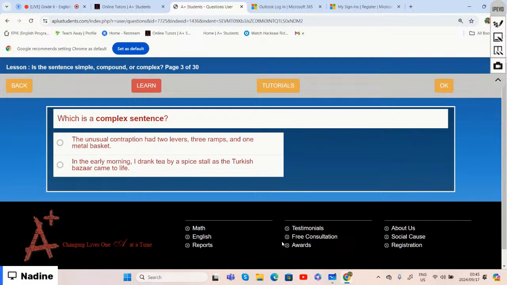We need to select a complex sentence. And remember, a complex sentence has both an independent clause and a dependent clause, right? And a dependent clause starts with a subordinating conjunction. It says the unusual contraption had two levers, three ramps, and one metal basket. Or do we say option two, in the early morning, I drank tea by a spice stall as the Turkish bazaar came to life.